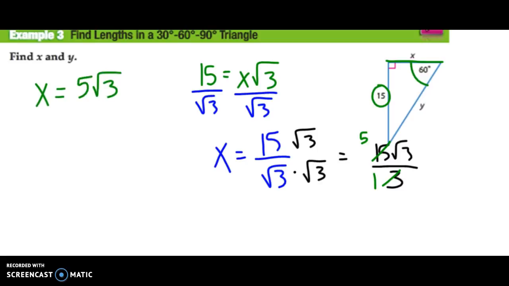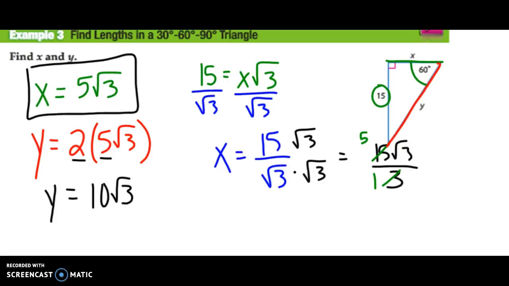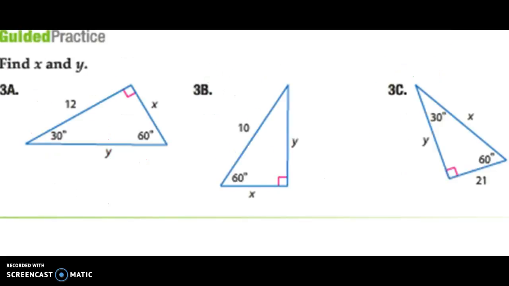Y, of course, the hypotenuse, is twice as long as that. So y is going to be equal to 2 times 5 square roots of 3. And we just take the 2 and multiply it by the number out front, 5, and we find y is equal to 10 square roots of 3. So x is 5 square roots of 3, y is twice as big as that, which is 10 square roots of 3. Here are a couple problems you could try as well.